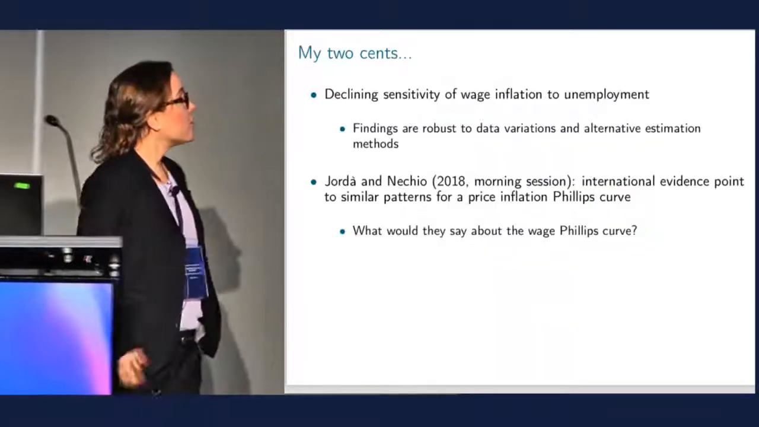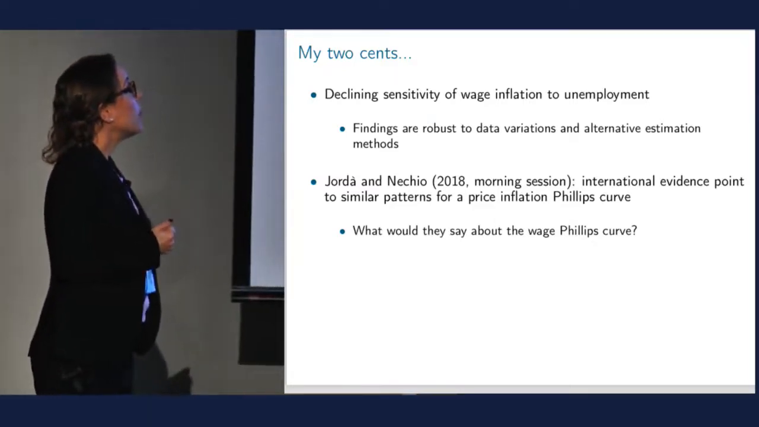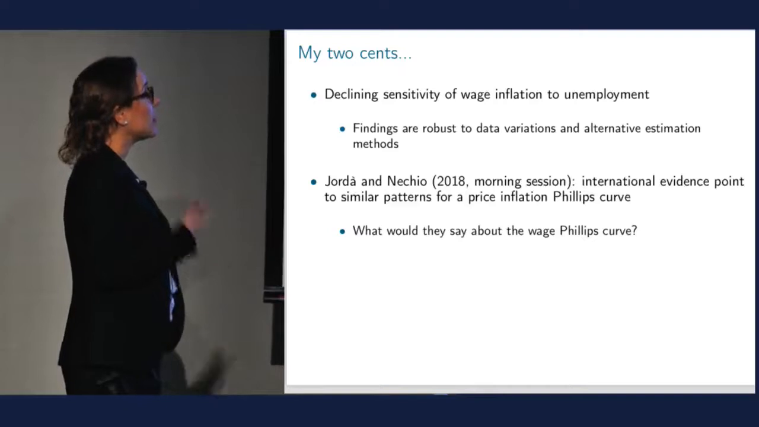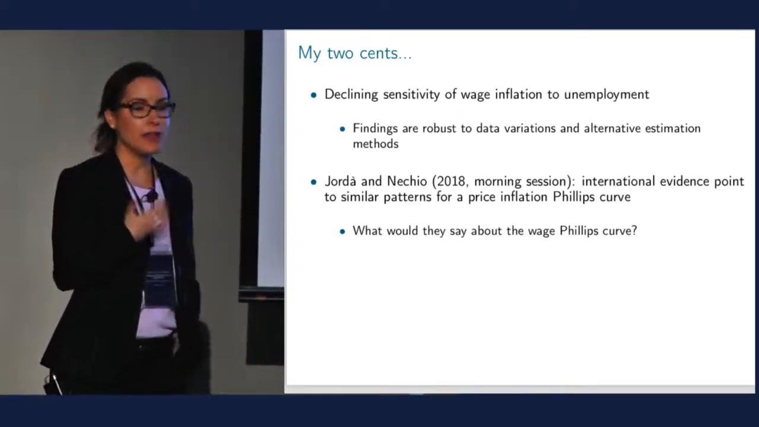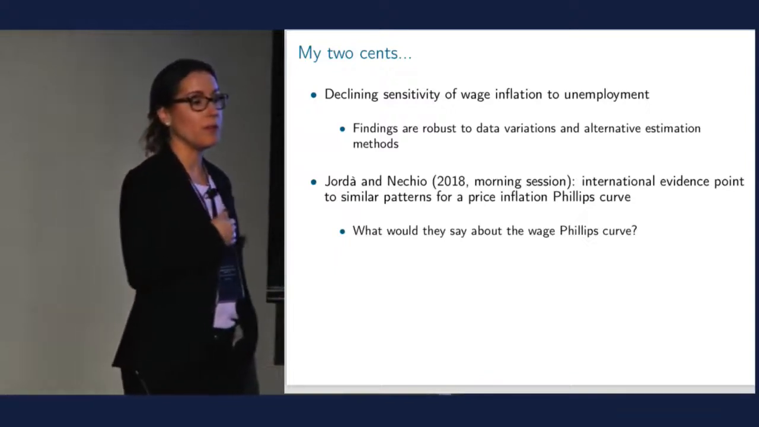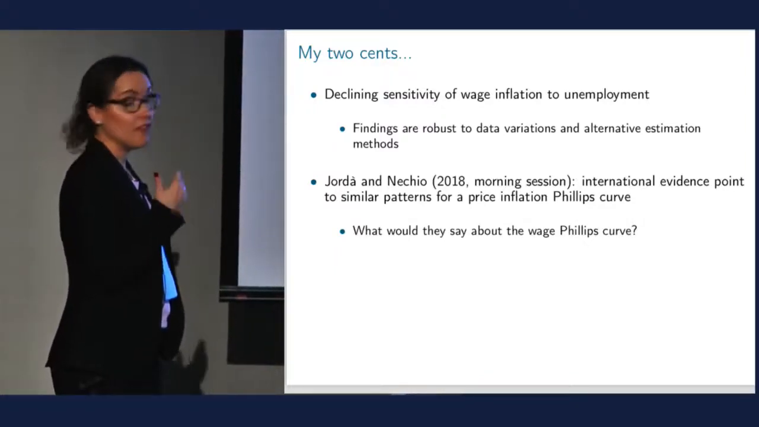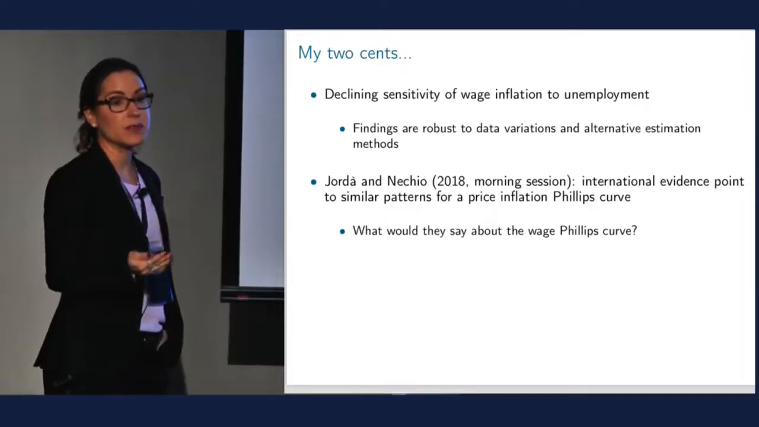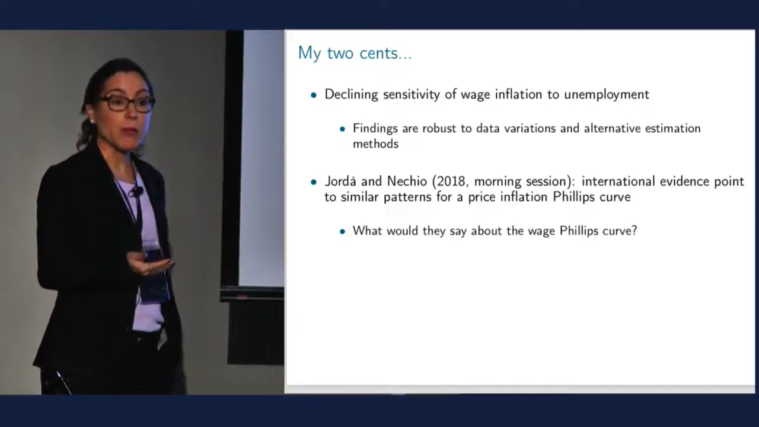So turning to my comments, well, they're finding a declining sensitivity of wage inflation to unemployment. In the paper, they go through different measures of inflation, variations in the data, variations in the specification, and the results are pretty robust.